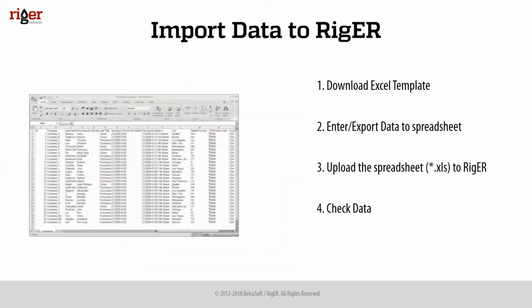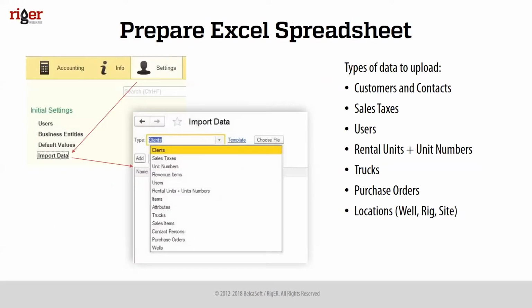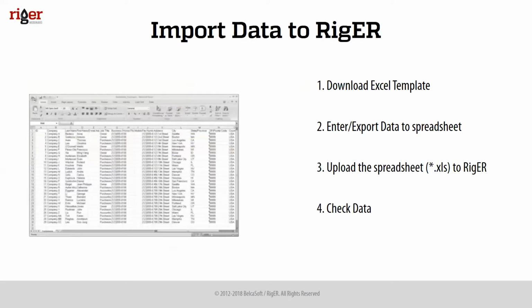So here's the actual 4-step process for how to upload the data. The first one is to download the Excel template from RigER. As you see on the previous screen, we have the template link. So you click on the link and you are able to save the spreadsheet onto your computer hard drive.